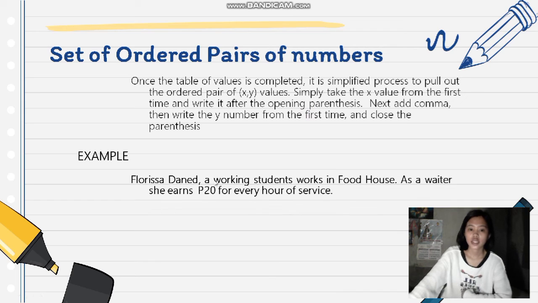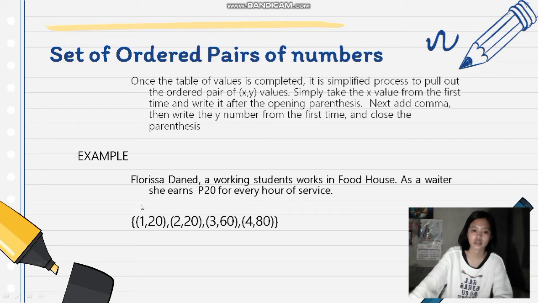Example, ito yung kanina nating example, which is yung si Clarissa nga, nag-earn siya ng 20 pesos per hour na na-spend niya dun sa food house. So, paano ba siya isulat in ordered pairs? So, ganito na siya. Yung 1, 2, 3, and 4, yan yung elements natin sa x. Yan yung mga object natin sa x. And then, sa y naman, itong 20, 40, 60, and then 80. Yan yung mga laman ng y coordinates natin, mga elements sa y. Ganito siya isulat. Kumbaga, yung kanina, sa table of values, naka-table siya, and then yan, naka-ordered pairs.